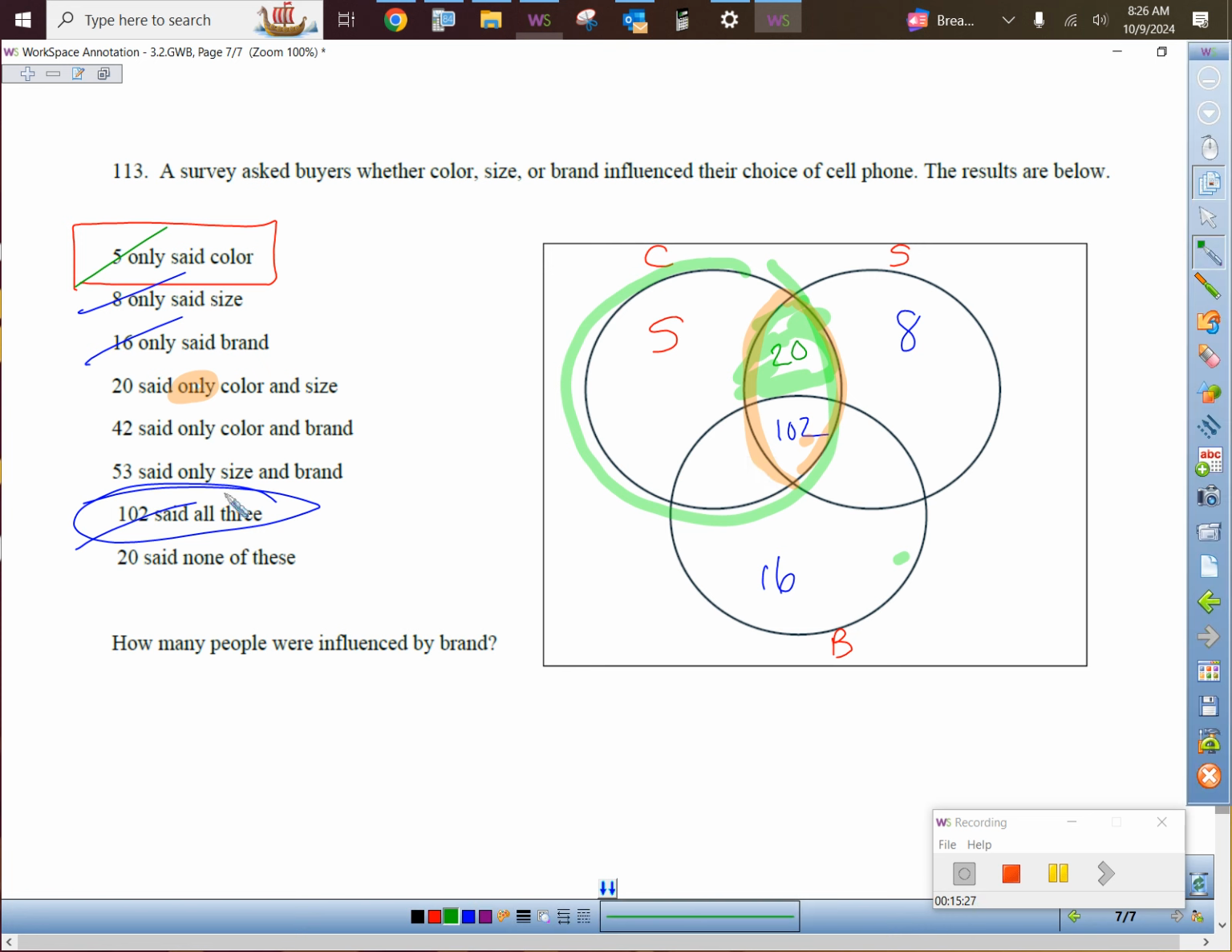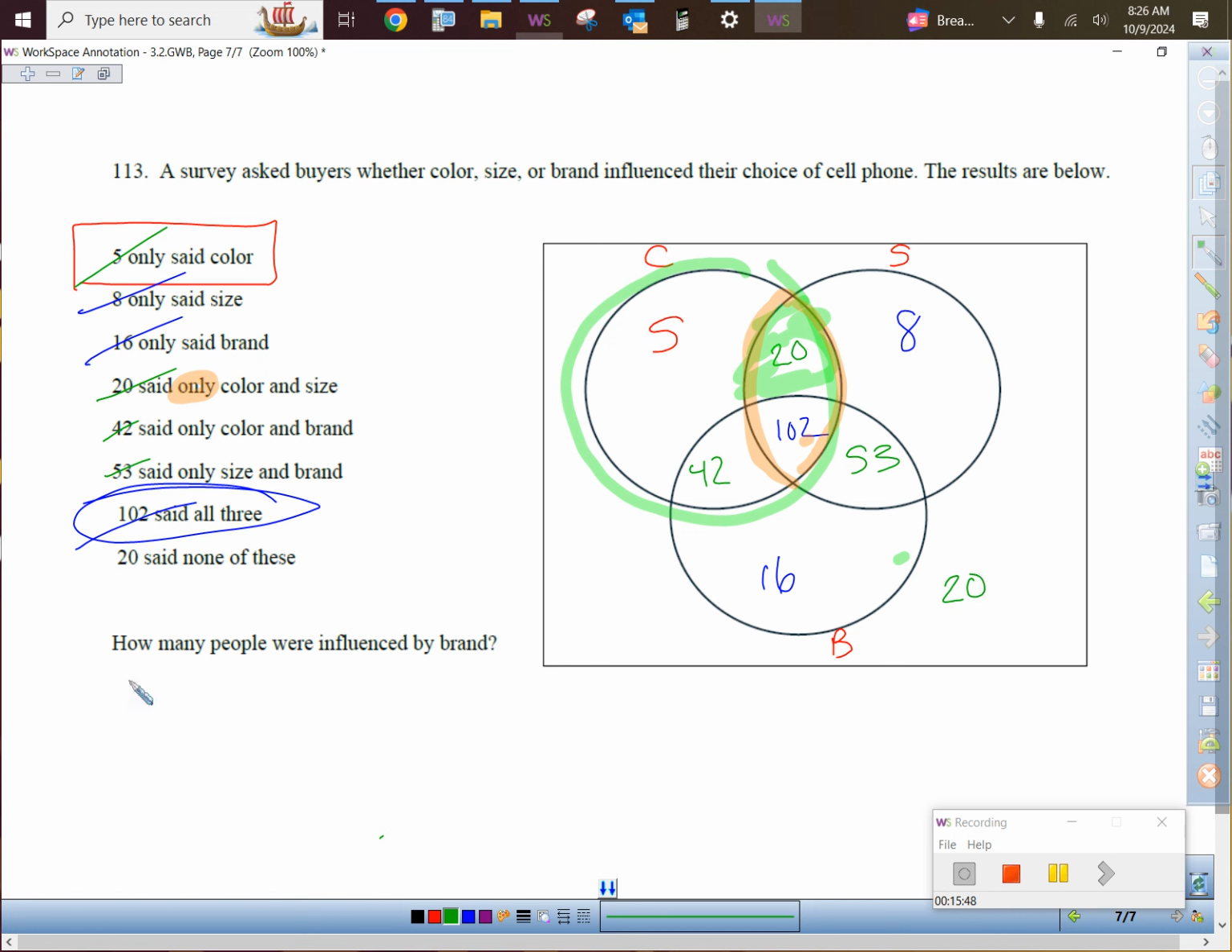42 people said only color and brand. So color and brand, where they only intersect, would be right here. And 53 people said only size and brand. But there's 20 other people in this survey. They said none of those. Where would that go? Yeah, outside of all the circles, somewhere. It doesn't necessarily have to be in the bottom right, but it's inside the square, right? The rectangle represents the universal set, but it's not in any of those.